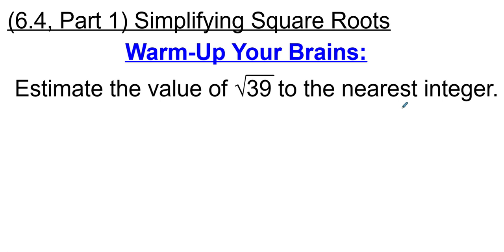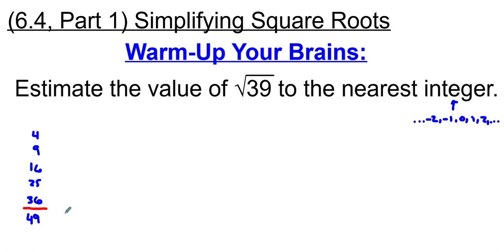So it does say to the nearest integer. Remember, integers are whole numbers including negatives, so you could have -2, -1, 0, 1, 2, 3, 4, 5, 6, etc. So the square root of 39, what two perfect squares does 39 fit between? If I'm thinking of perfect squares, 2 times 2 is 4, 3 times 3 is 9, 4 times 4 is 16, 5 times 5 is 25, 6 times 6 is 36, 7 times 7 is 49, and there we go. 39 is right between 36 and 49.